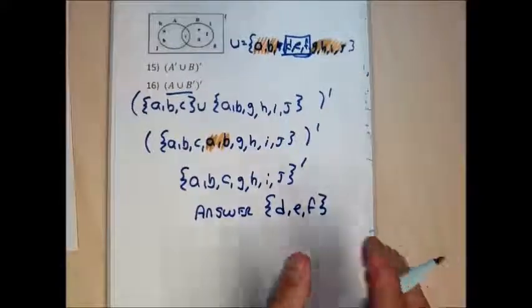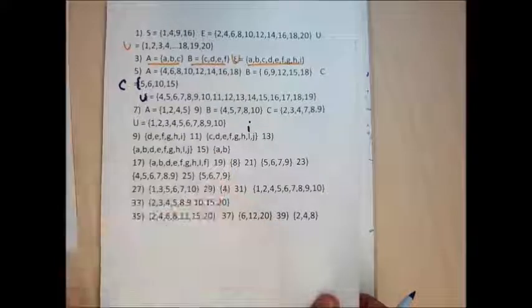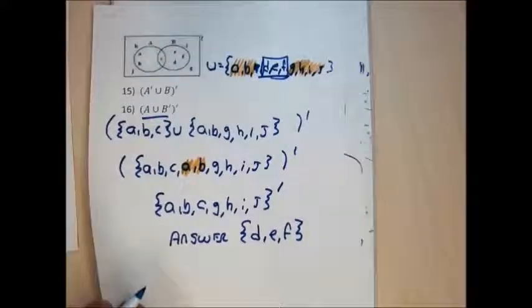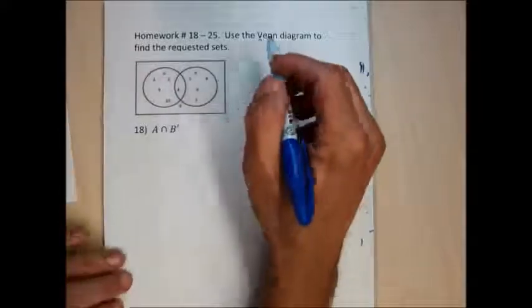For your problem 15, the answer is just supposed to be the set containing the letters A and B. We have new pictures for the next 3 or 4 problems anyways. So let's get the sets nailed down here.